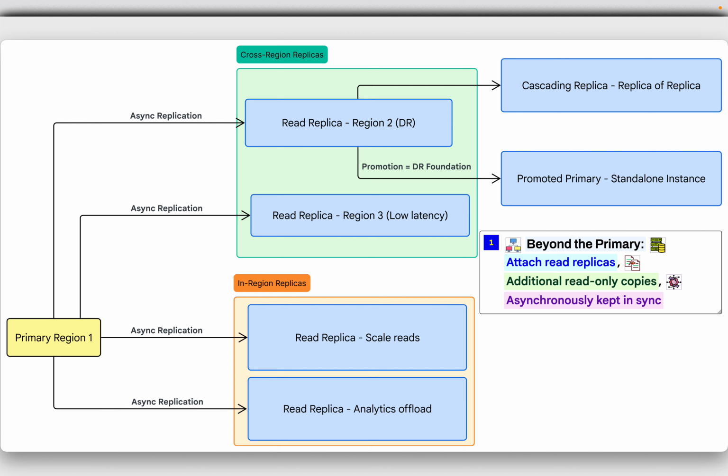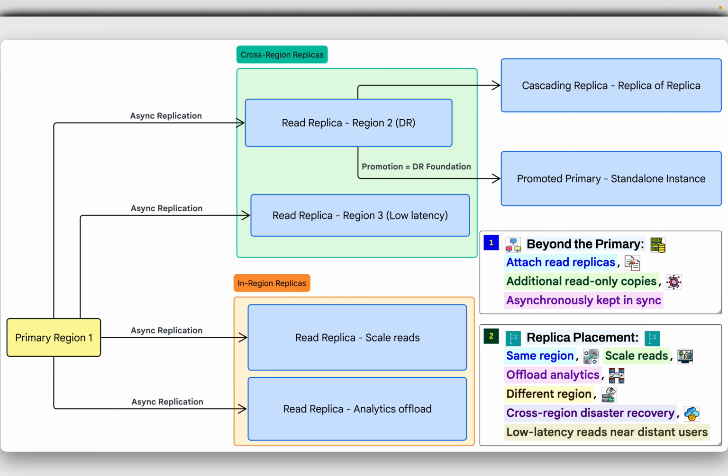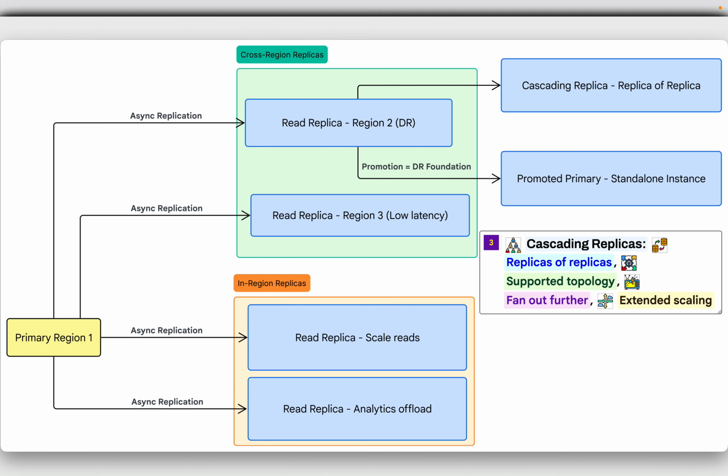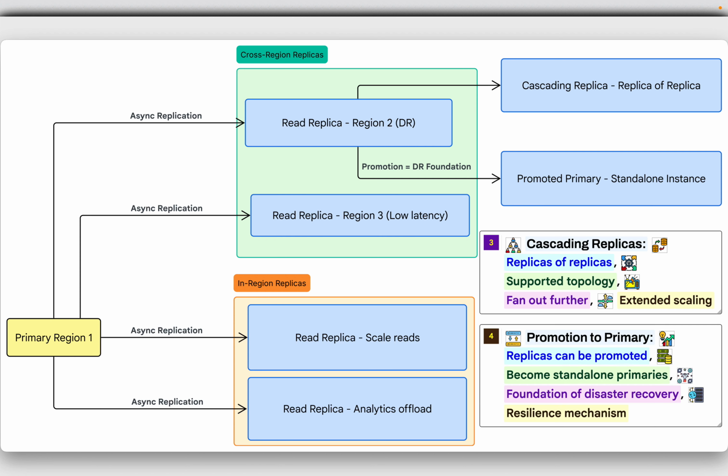Fifth topic is read replicas. Beyond the primary, you can attach read replicas, which are additional read-only copies kept in sync asynchronously. Replicas can sit in the same region to scale reads or offload analytics, or in a different region for cross-region disaster recovery and low latency reads near distant users. Cascading replicas, which are replicas of replicas, are also supported when you need to fan out further. Replicas can be promoted to standalone primaries, which is the foundation of disaster recovery.